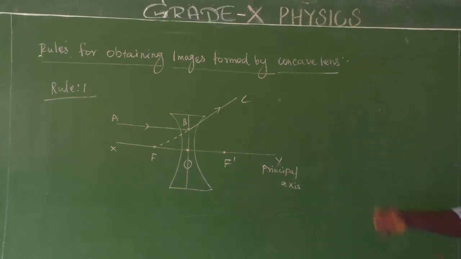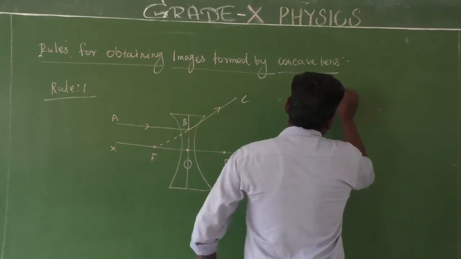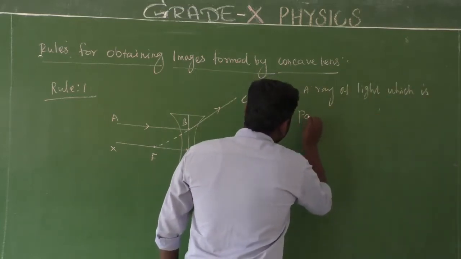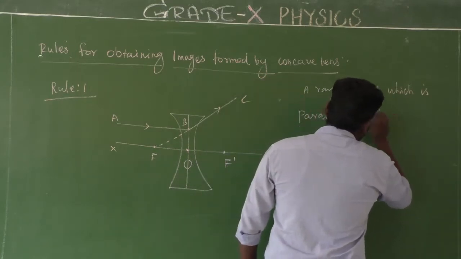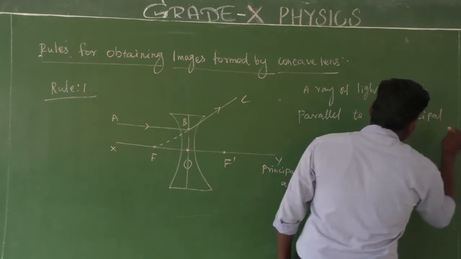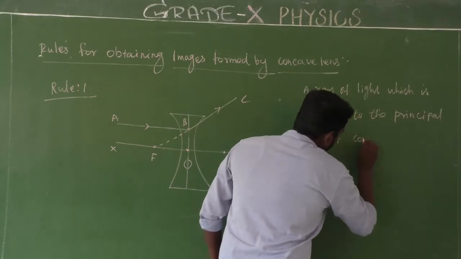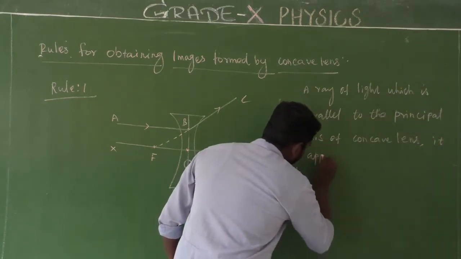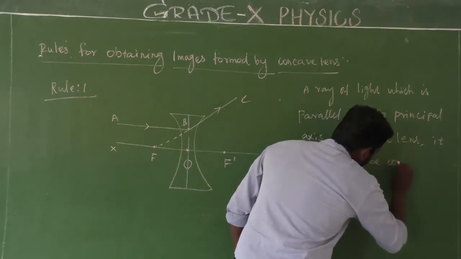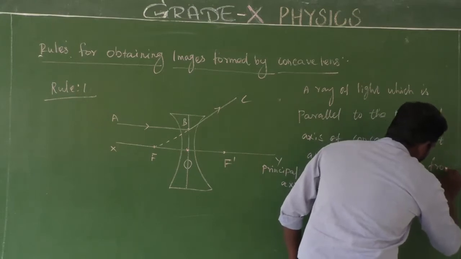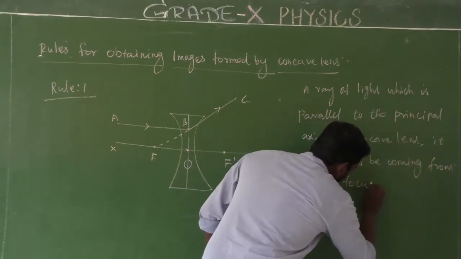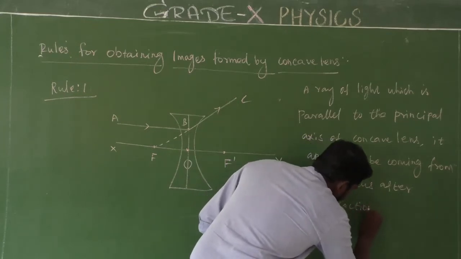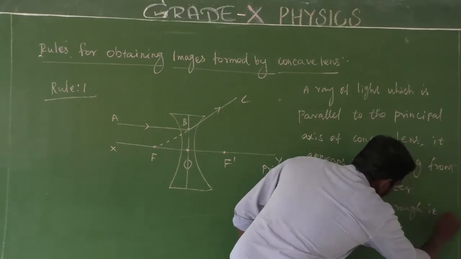Okay, I will write on your board. You look at here. First rule: a ray of light which is parallel to the principal axis of a concave lens appears to be coming from its focus after refraction through it. After refraction through it. Look at here.